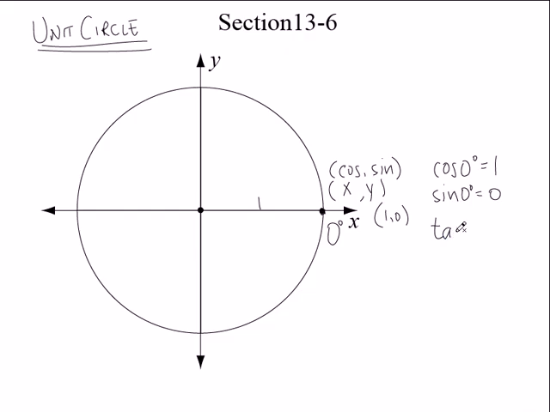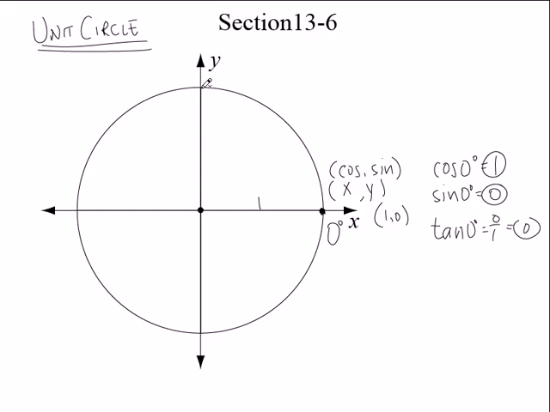And let's do the tangent. We have to think a little bit about it, but we've already talked about this. We said the tangent is the y over the x, or the sine over the cosine. So let's do it. It's 0 over 1. 0 over 1 is equal to 0, and that's the tangent. So we've got the cosine, the sine, and the tangent of these angles.